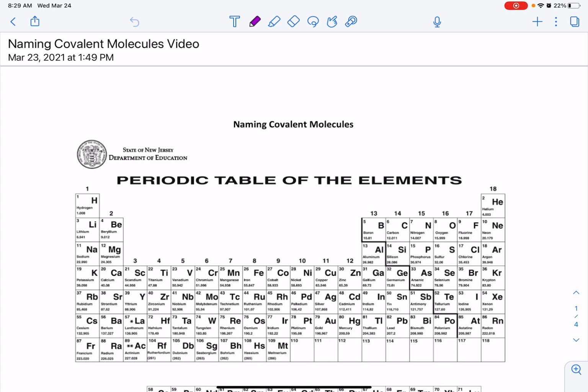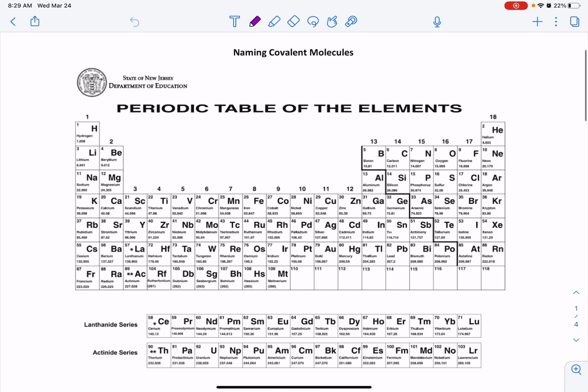Hi everybody! In this video we're going to go over how to name covalent molecules. So we're going to go over both how do we name a molecule if we're given the formula, and how do we write the formula if we're given the name. Let's get started. Here we have our periodic table. I'm going to leave this up here just in case we need to refer to it to find the name of an element. In this case, because we're dealing with covalent molecules, we aren't going to use the periodic table for valence electrons or charges, just to look at the name of the elements.